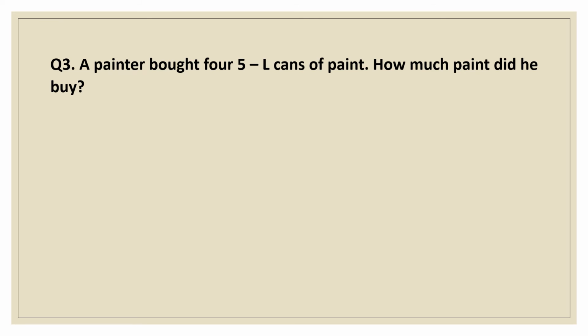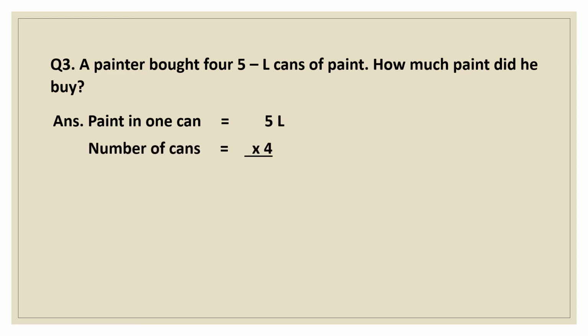So what you will do? You will do multiplication. First you will mention the paint in one can, that is 5 liters, and then you will write number of cans, that is 4. Now 4 5s are 20. So total paint bought is 20 liters.